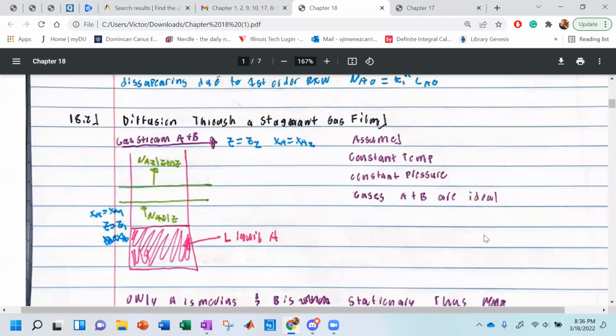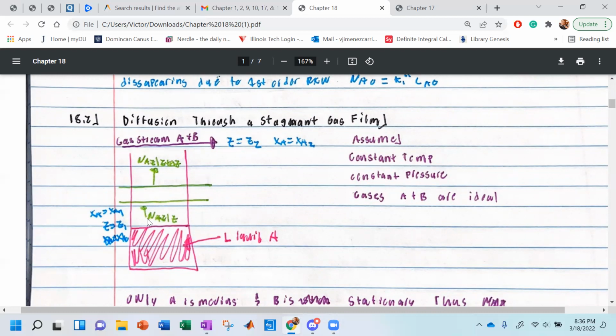So 18.2 is talking about diffusion through a stagnant gas film. You have certain liquid at the bottom. You have the gas stream of A plus B up here, but we're going to consider that this gas stream of A plus B is mostly pure B, meaning that most of the A is already gone or non-existent up here. So we have a constant temperature, constant pressure, gas A and B are ideal, which is important.